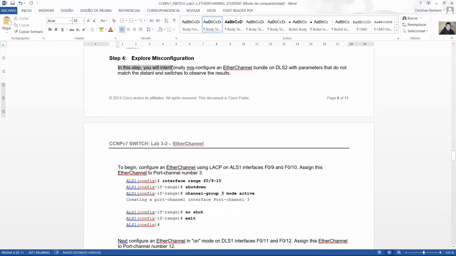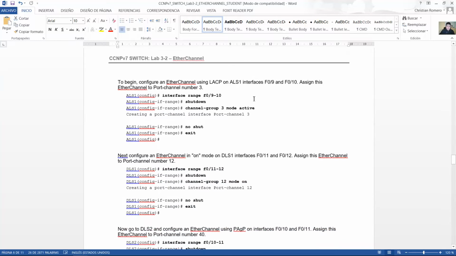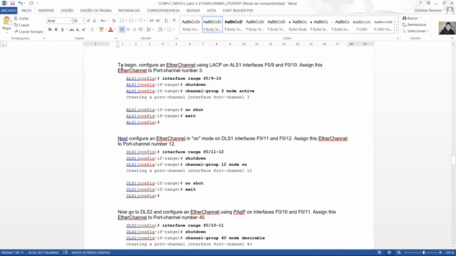Explore misconfiguration. In this step, you will intentionally misconfigure an EtherChannel bundle on DLS2 with parameters that do not match the distant end switches to observe the results. Okay, to begin, configure an EtherChannel using LACP on ALS1 interfaces 9 and 10. Assign EtherChannel to port channel number 3. Okay, 9 and 10, and apply these commands.